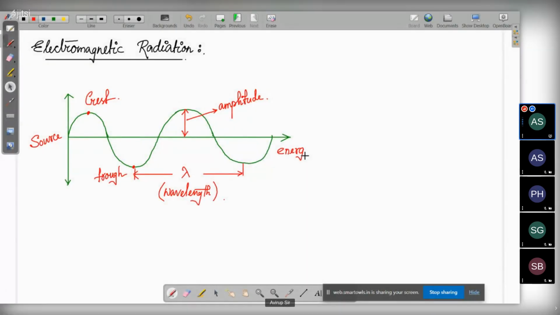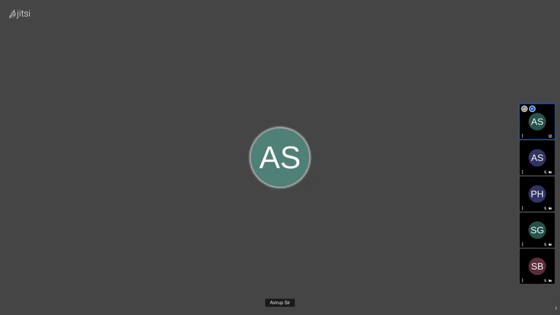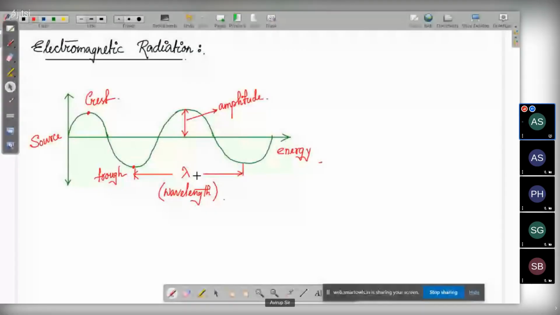That is what we have done about electromagnetic radiation. So this is how a wave is going to look. A wave consists of crest and trough. The uppermost area of the wave is known as the crest, whereas the bottommost area of the wave is known as the trough. The maximum displacement of the wave is known as the amplitude. And the distance between two nearest troughs, or between two nearest crests, is known as the wavelength of a wave.